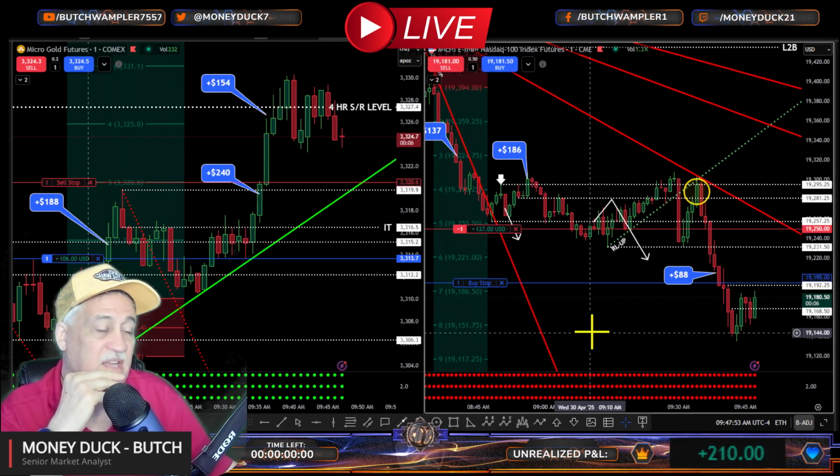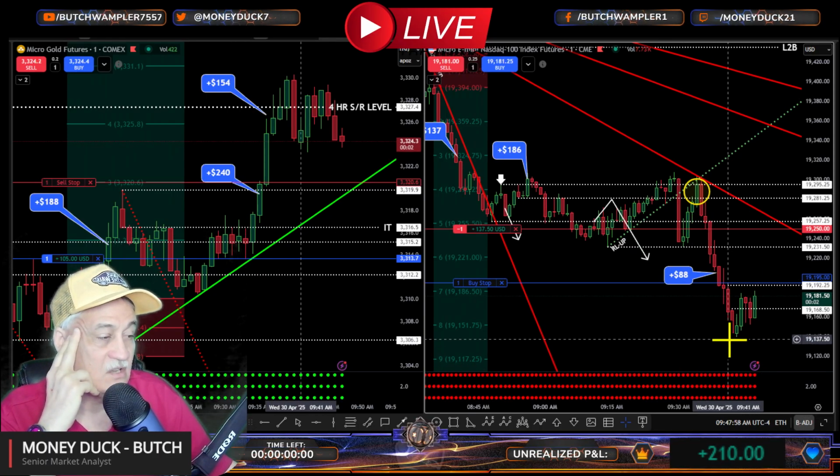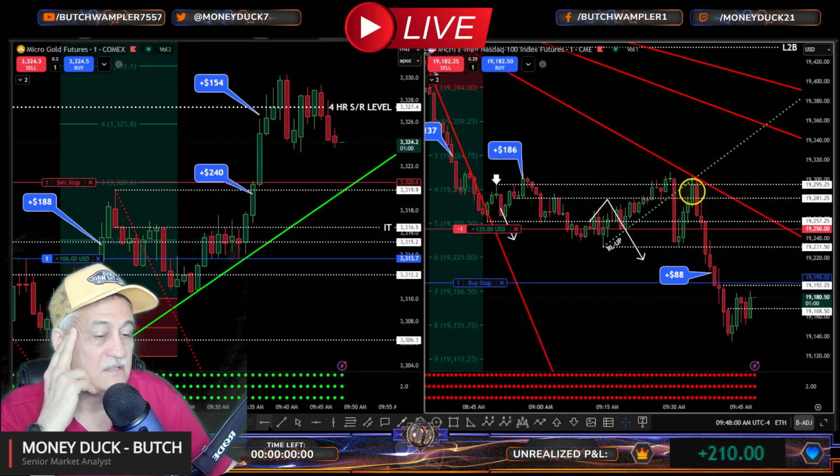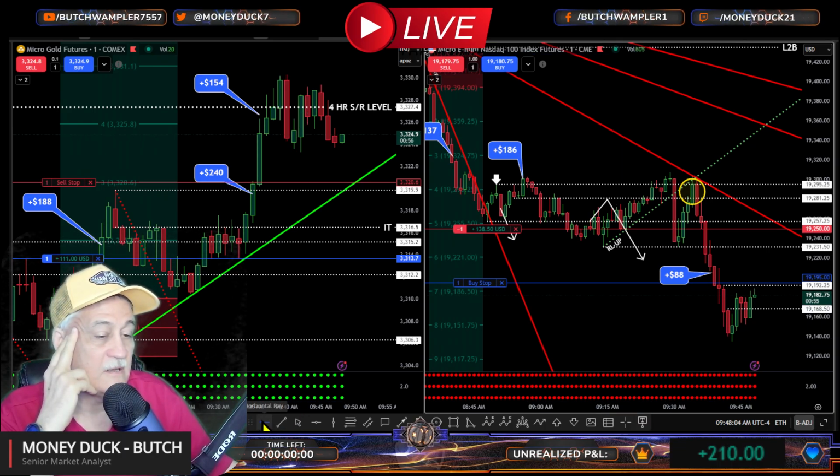Not moving the stop yet on Nasdaq, so we might get stopped out, but we're waiting on candles to close below these lows over here. So we may not get it. We're okay with that. We've done good on the day.